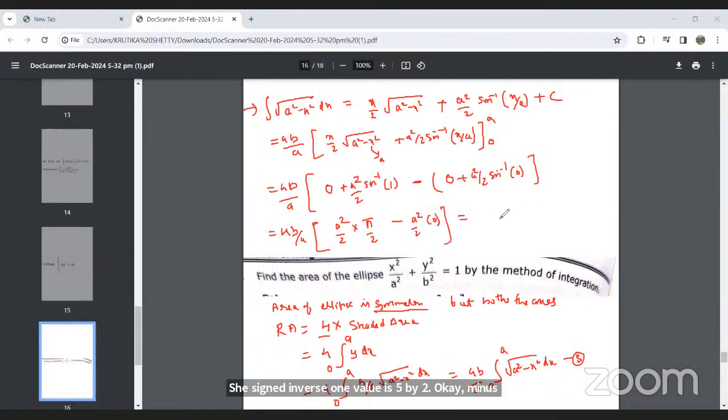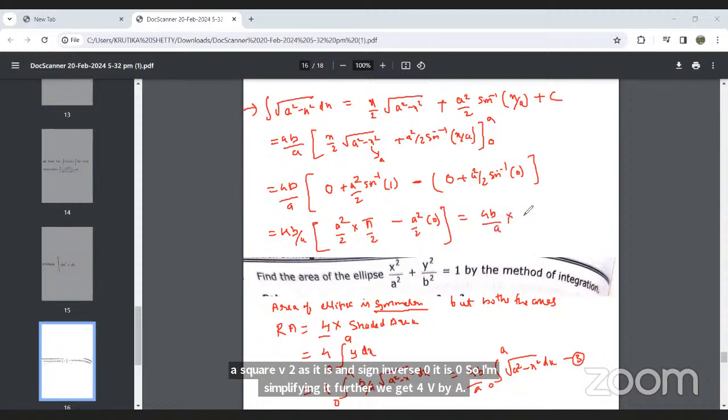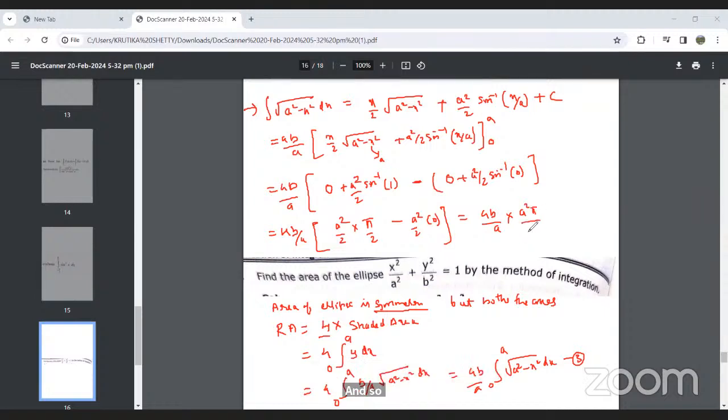So on simplifying it further, we get 4b by a into a square pi upon 4. So 4 and 4 will cancel, and a square and a square will cancel. So the answer will be equal to pi ab. So pi ab is the required area of the ellipse. So pi ab square units will be the answer.